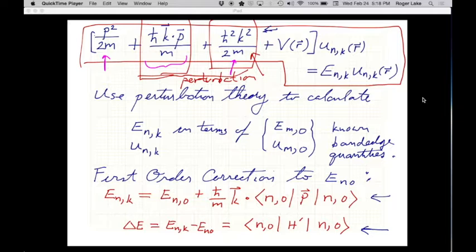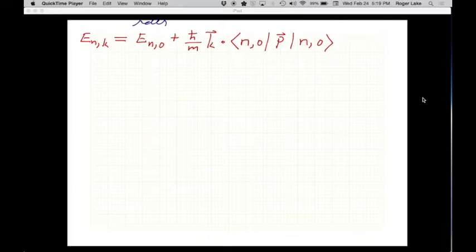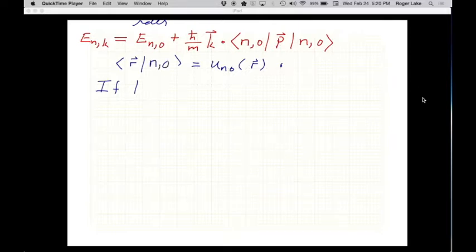So that's what the first order correction to the energy is, and I guess that's about as far as we got last time. And these n zeros are just our Bloch functions for k equals 0. So, for example, if this state n0 has either inversion symmetry or anti-symmetry, then this matrix element is 0. I should just keep the same notation here. This is my n comma 0.